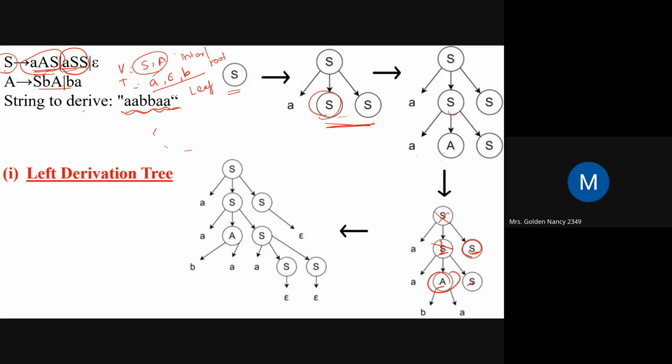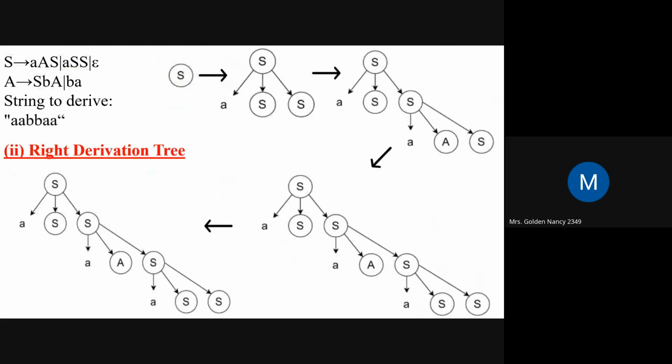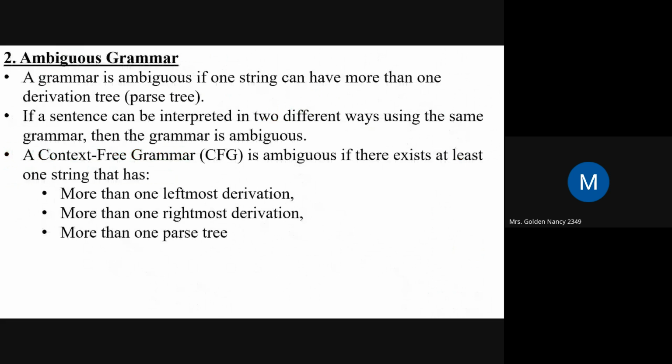Okay, so likewise, if you are choosing the leftmost non-terminal to derive a tree, then it is called a left derivation tree. Similarly, if you're using the rightmost to derive a tree, the same string is generated by using the rightmost. So out of these two, I'm choosing the rightmost one to derive my string. So this is your left derivation tree, and the types of trees are left derivation tree and right derivation tree. Okay, next is ambiguous grammar.